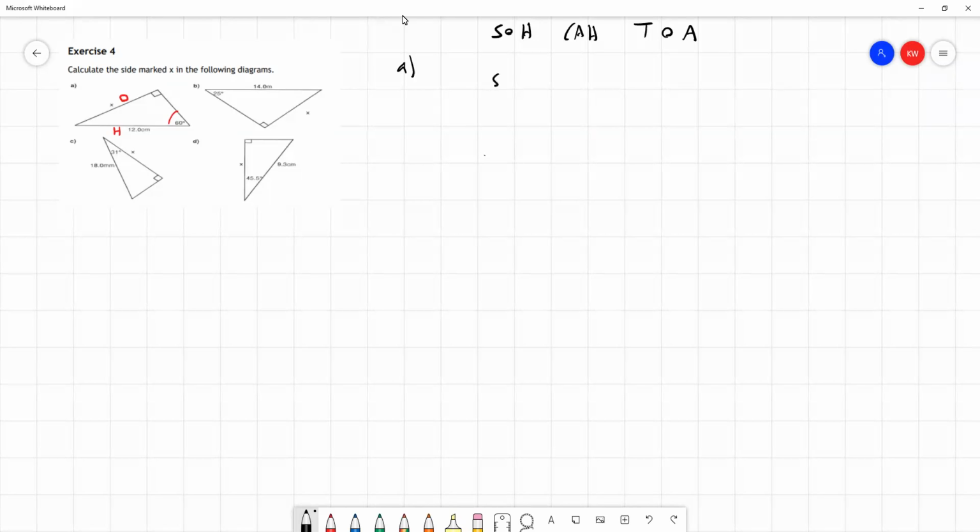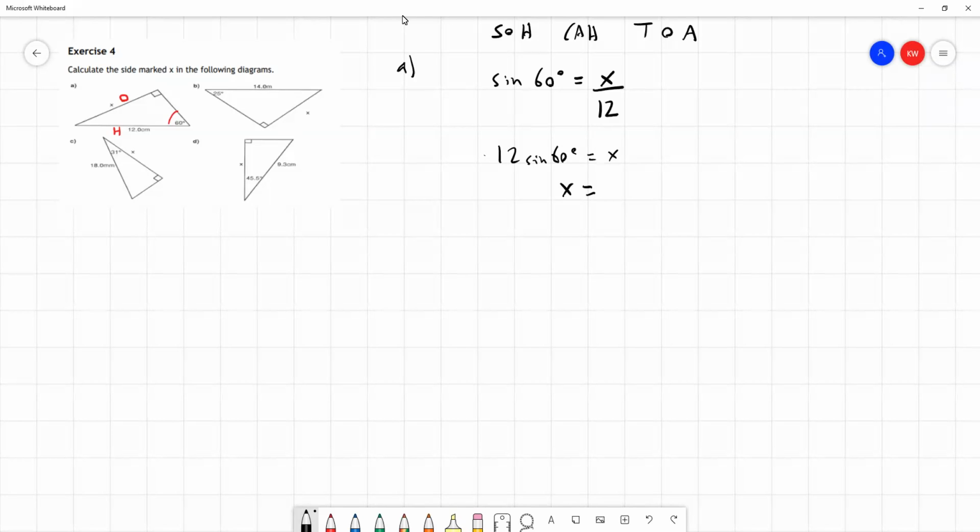So we can write sine 60 degrees, since it's the angle given, is equal to the opposite, the side marked x, divided by the value of the hypotenuse, which is 12. Multiplying both sides by 12, we get 12 sine 60 degrees is equal to x. And so we'll find x by multiplying 12 by sine 60. Now, if your calculator is set up like mine, you'll get something that says 6 square root 3.